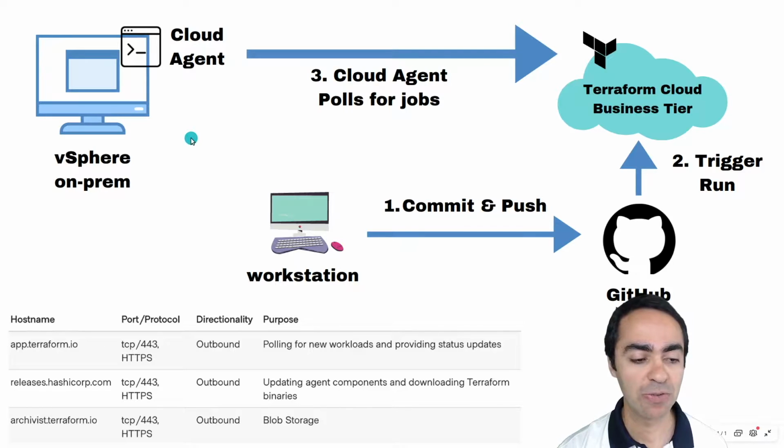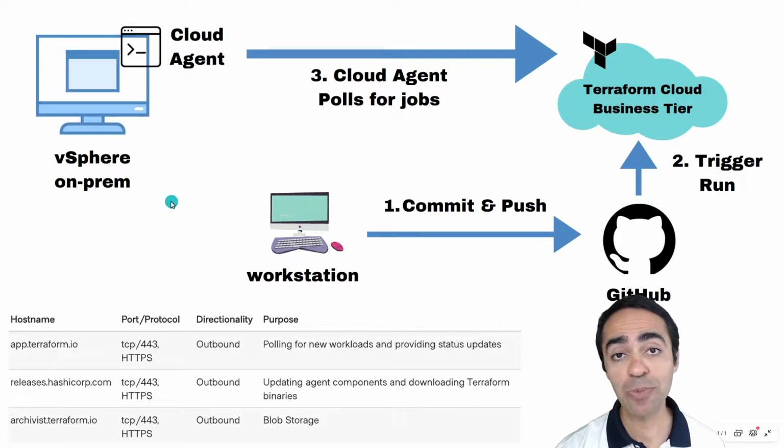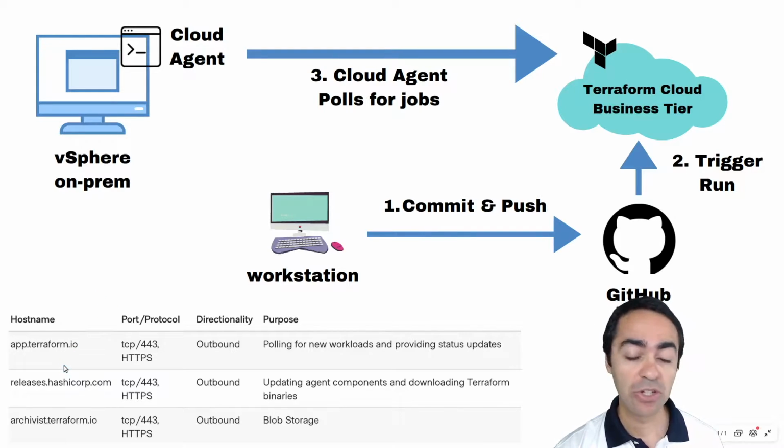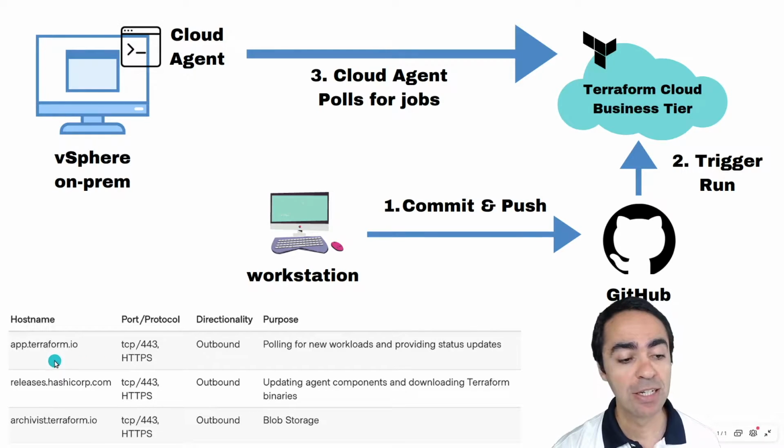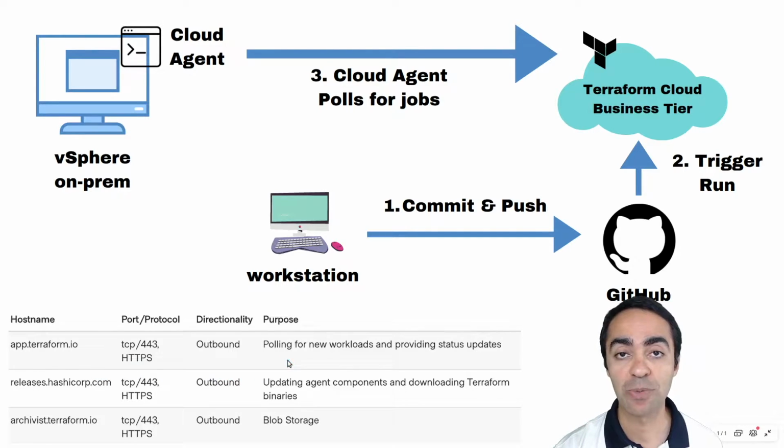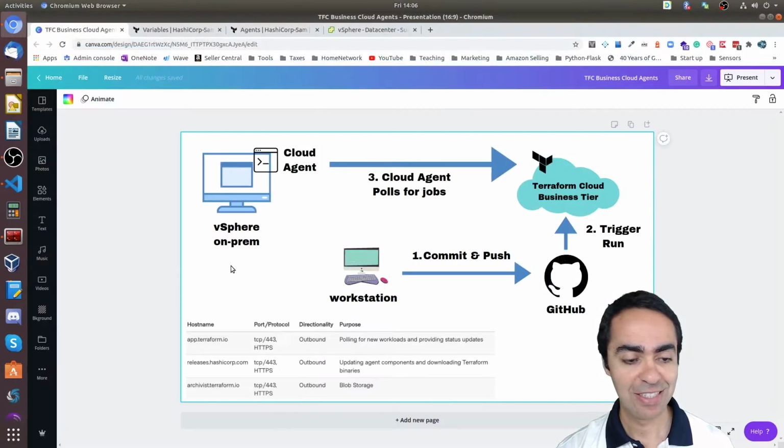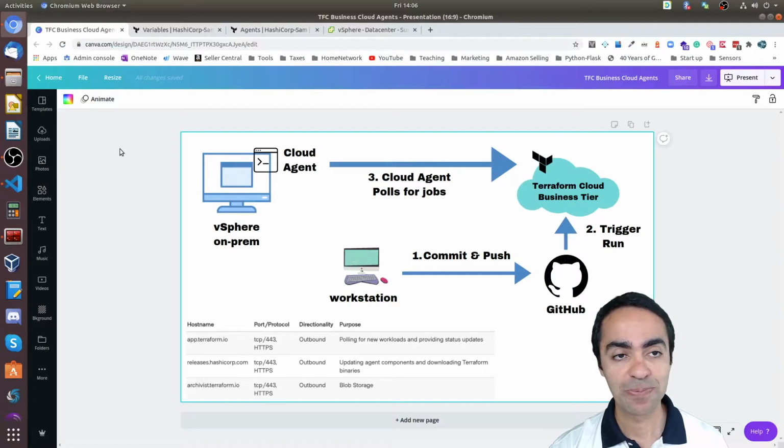environment, inside of vSphere. So from a networking perspective, you can see at the bottom here the table for communication. All you need to do is open outbound communication from your environment on port 443, TCP 443 for HTTPS. And you can see the different host names that are used and the purpose of each one of these communications. Okay, so let's get right into the demo.